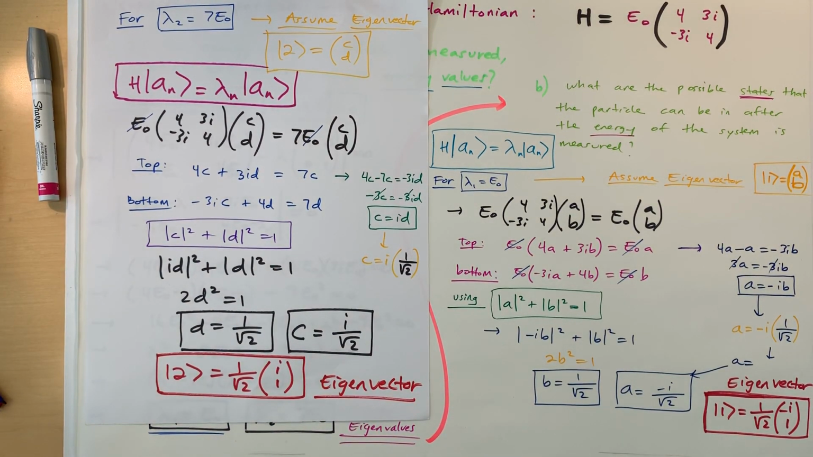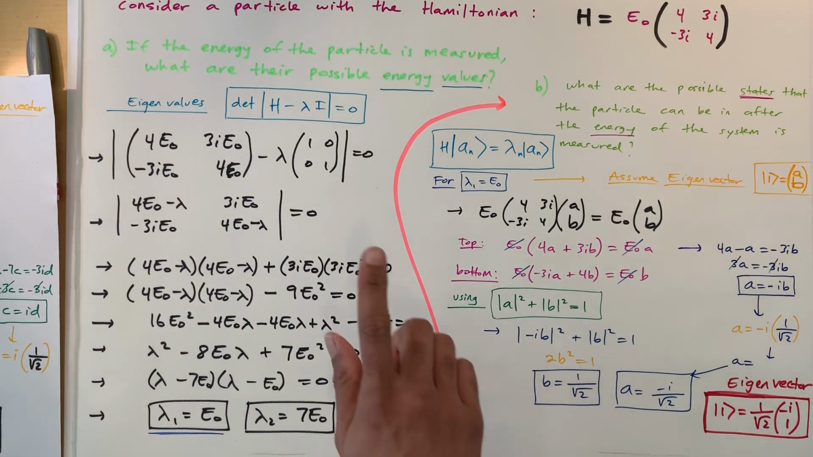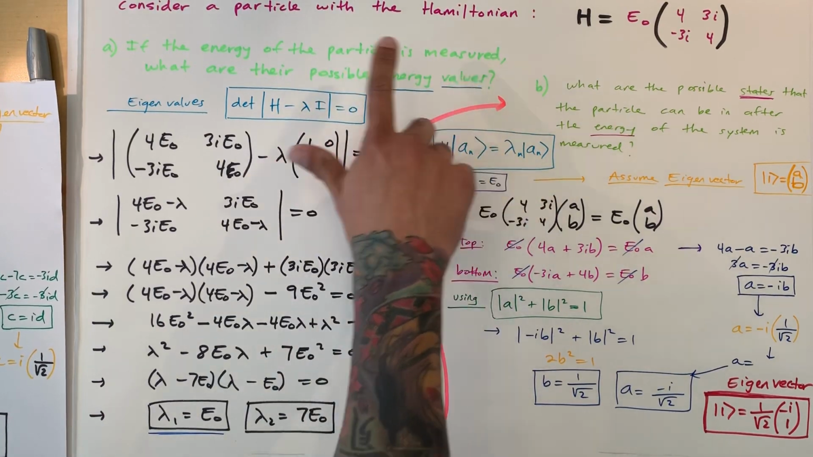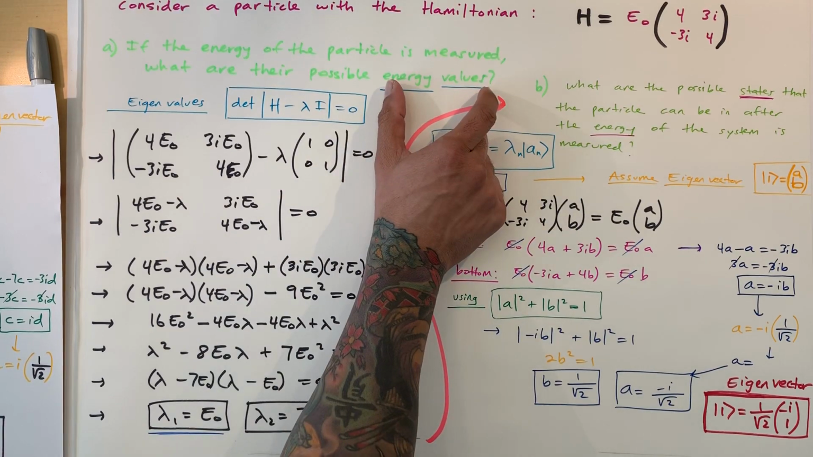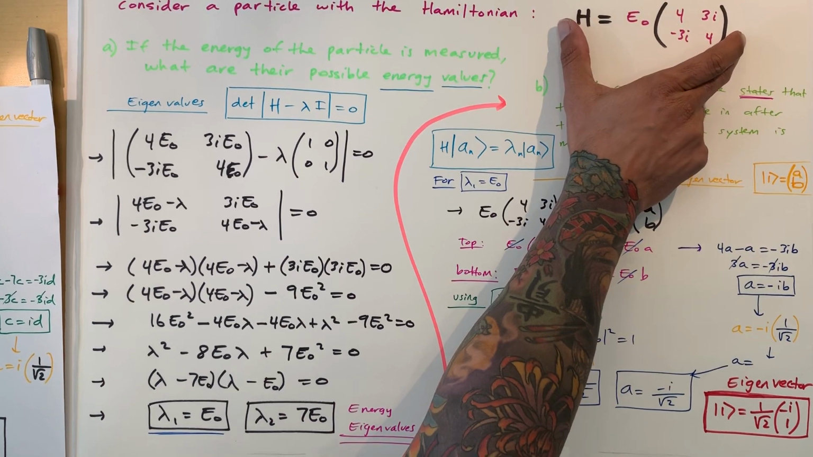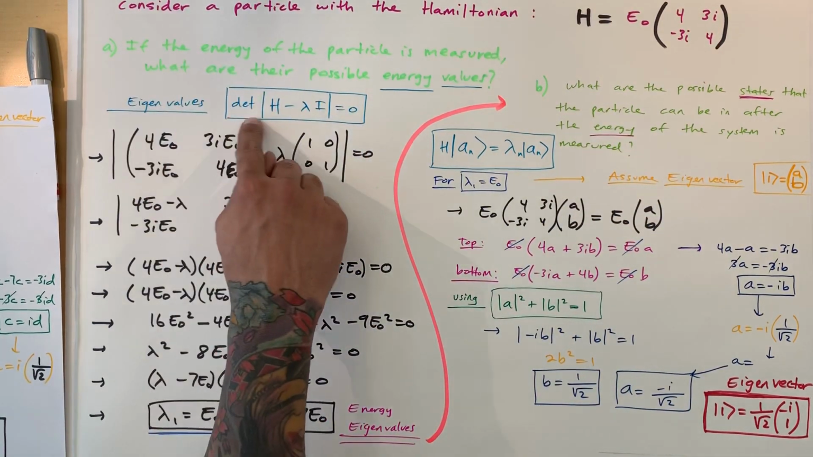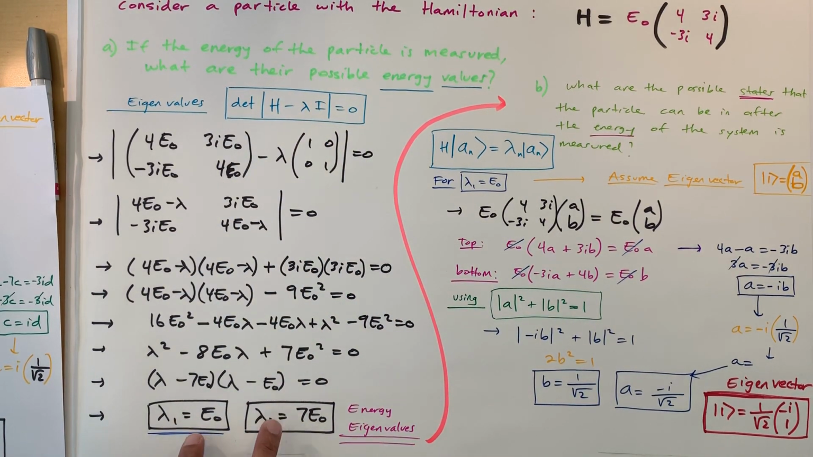Okay, and now we have one final question. Okay, so let me see if we could do a recap here. We got the energy of the particle measured. If the energy of the particle is measured, what are the possible eigenvalues? So we have the energy of the particle given to us by our Hamiltonian. Now we put the eigenvalue equation to work, plug it in, solve, and we get these two values for the eigenvalues, the energy eigenvalues.